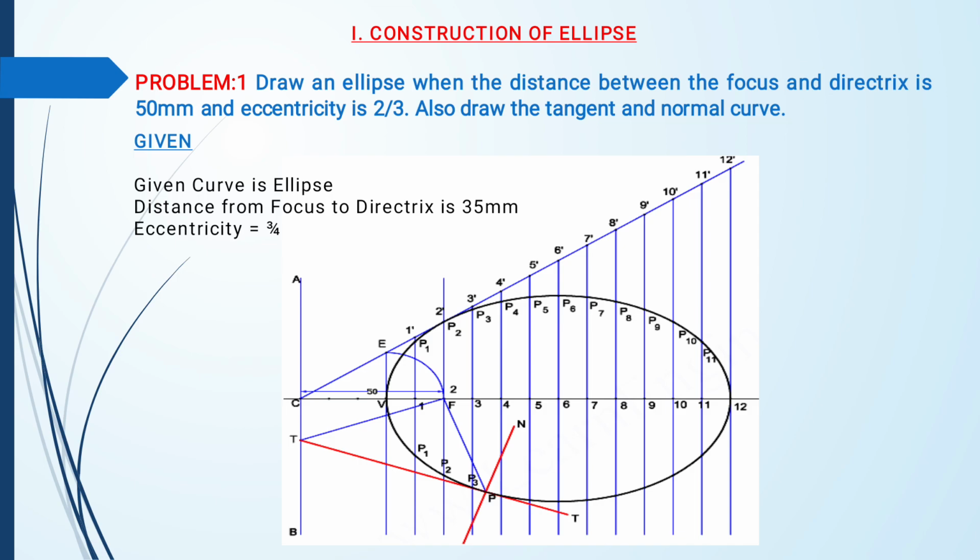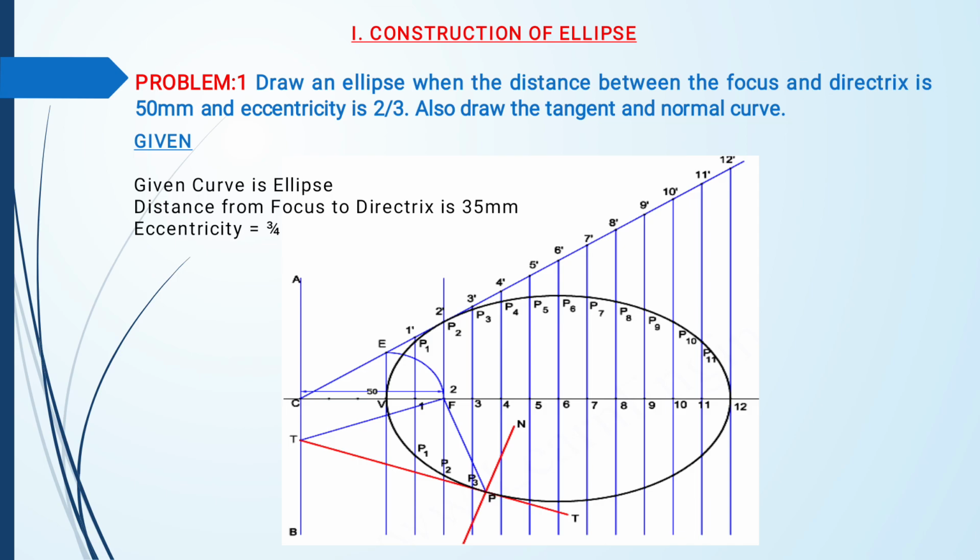Draw an ellipse when the distance between the focus and directrix is 50 mm and the eccentricity is 2 by 3. Also draw the tangent and normal of the curve. So how can we construct an ellipse?